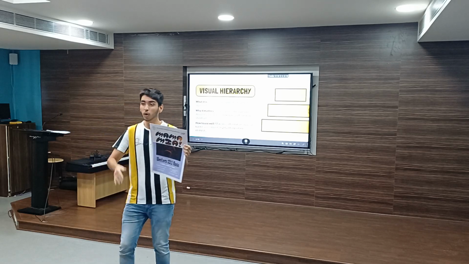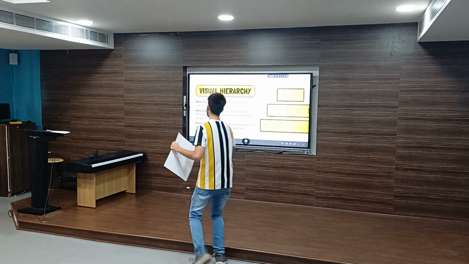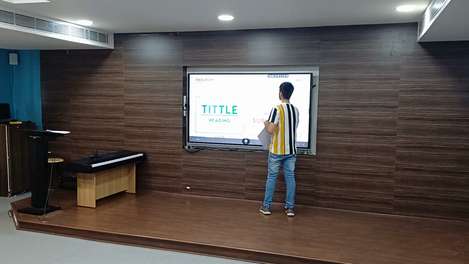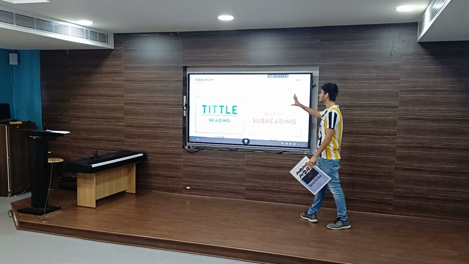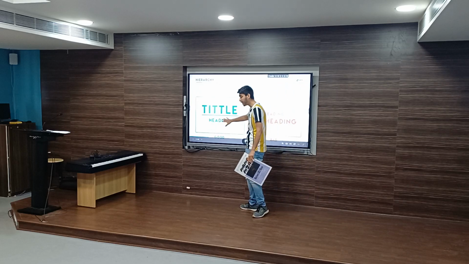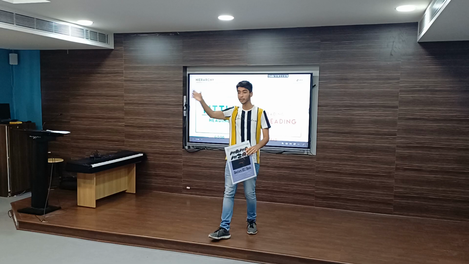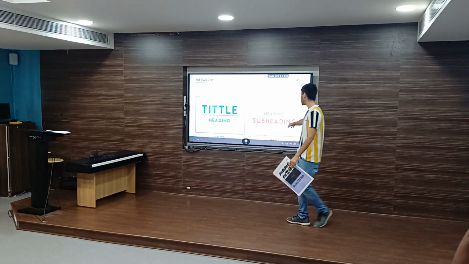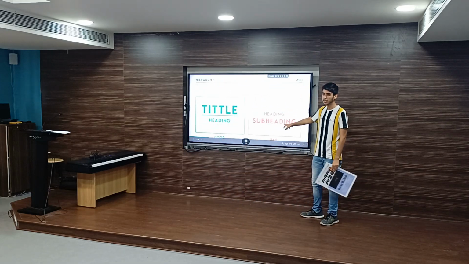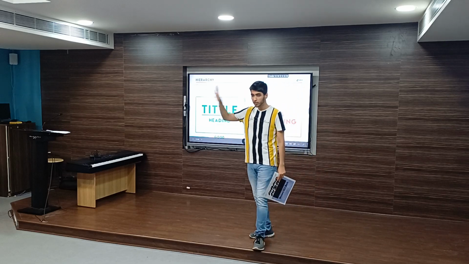Visual hierarchy is what you're going to look at first. Look at this image. This is what your hierarchy should look like. There should be a good enough title, a heading, then a subheading. The size matters. The title should be bigger than your subheading. If it's like this, man, this is bad.